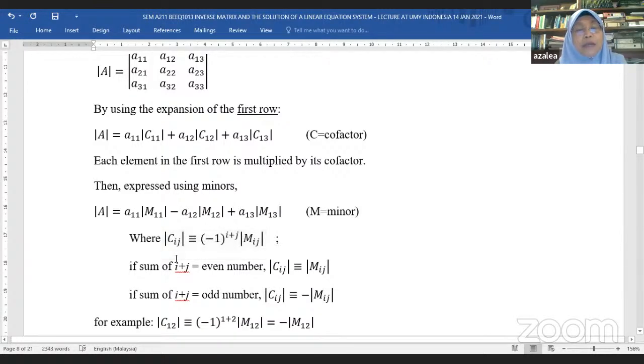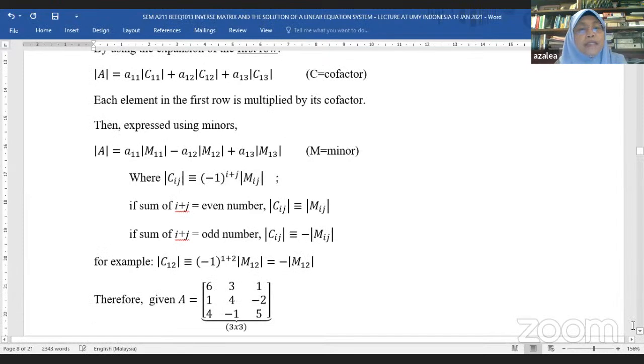So again, remember, when the sum of i plus j is an even number, then the cofactor will take the same sign as the minor. If i plus j is odd, then cofactor will take the opposite sign of the minor. So for example, C12, we have minus 1 to the power of 3, then we have minus M12. This is what we have seen earlier. So in terms of this formula, you can change C12 into minus M12.